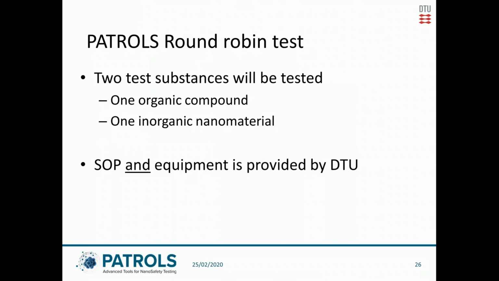The round-robin test for PATROLS entails that you will be testing 2 test substances, one that is an organic test compound and the other is an inorganic nanomaterial. This is basically done to have a control that allows us to test a regular chemical in the LEVITATT test setup, and then we will also try to test a nanomaterial. An SOP and equipment will be provided by DTU if you choose to be a part of the round-robin testing.